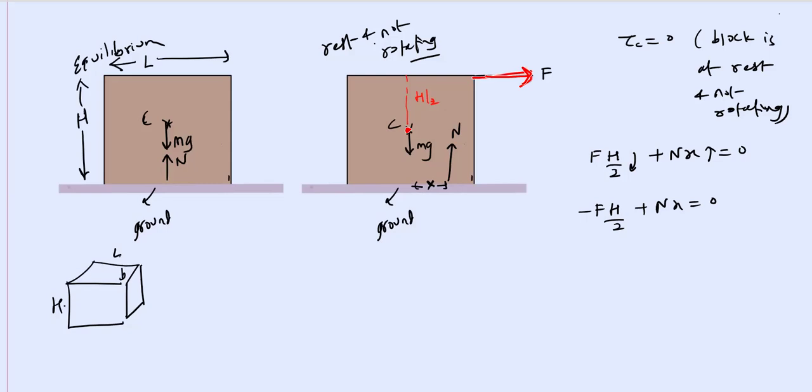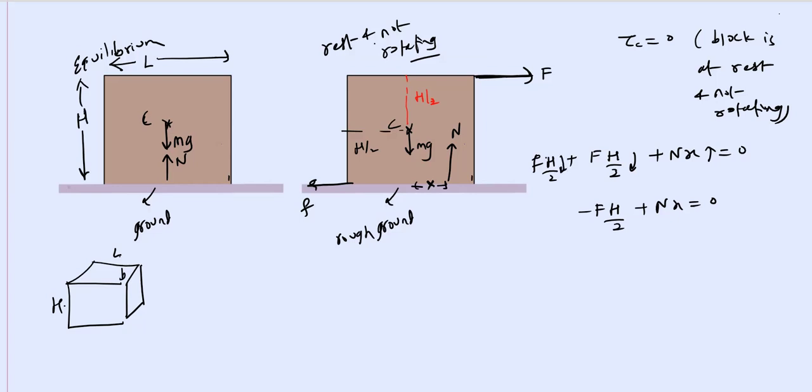Then we'll bring in the idea of friction. If it is kept on rough ground, which usually will be rough, there will be friction acting. Then I say the block is at rest, so some static friction will act. Then how will the torque due to static friction act? It will act with F into this distance, which will be h by 2. So this also will be clockwise.